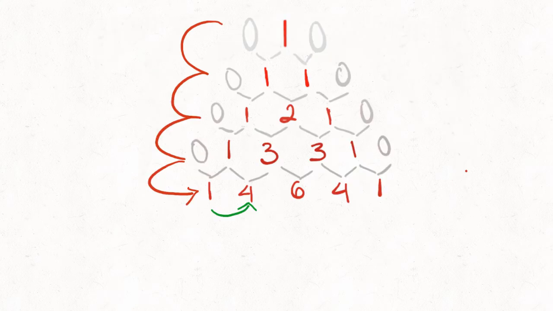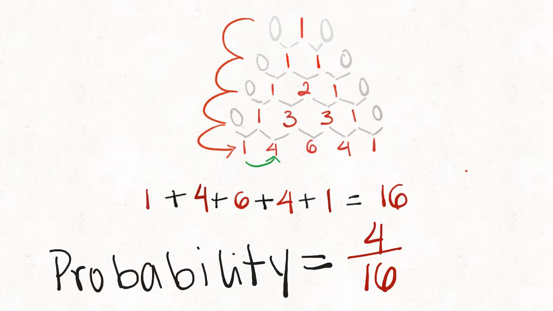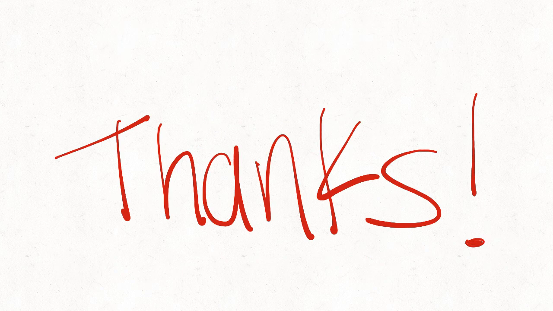To get the total amount of combinations possible, you just have to add all the numbers on the row. And to get the probability, we just have to divide the amount of successful combinations, which is 3 girls, 1 boy, by the total amount of combinations. And that is how we use Pascal's triangle to solve for probabilities using combinatorics.